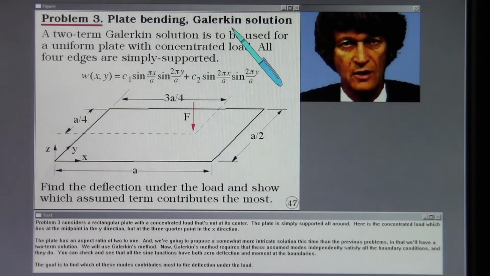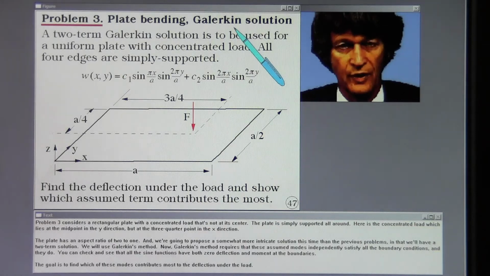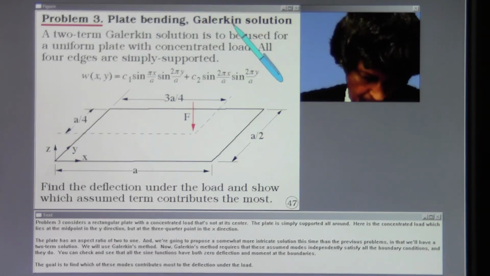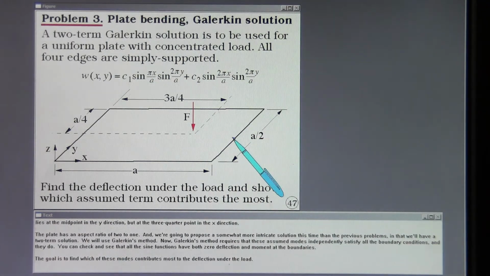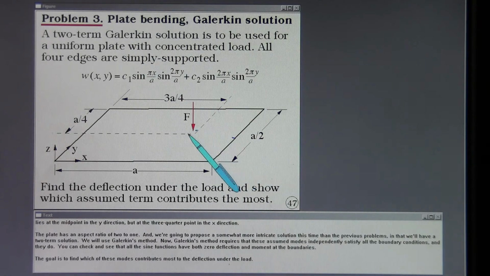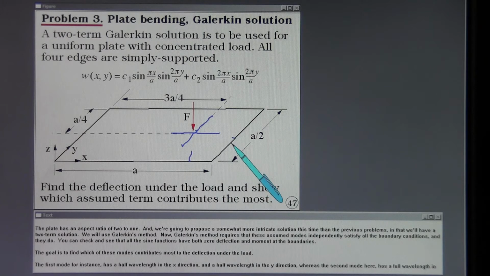Problem 3 considers a rectangular plate with a concentrated load that's not at its center. The plate is simply supported all around. Here's the concentrated load, which lies at the midpoint in the y direction, but at the 3/4 point in the x direction. The plate has an aspect ratio of 2 to 1.